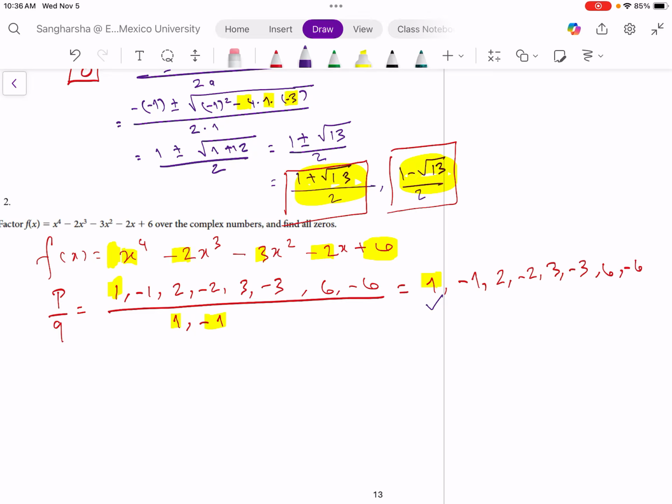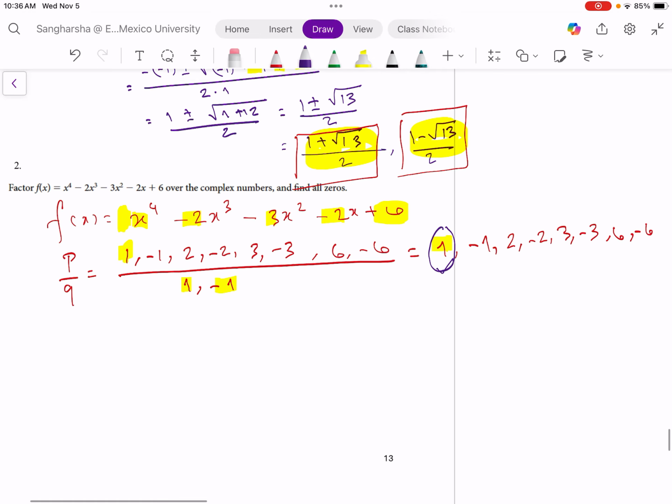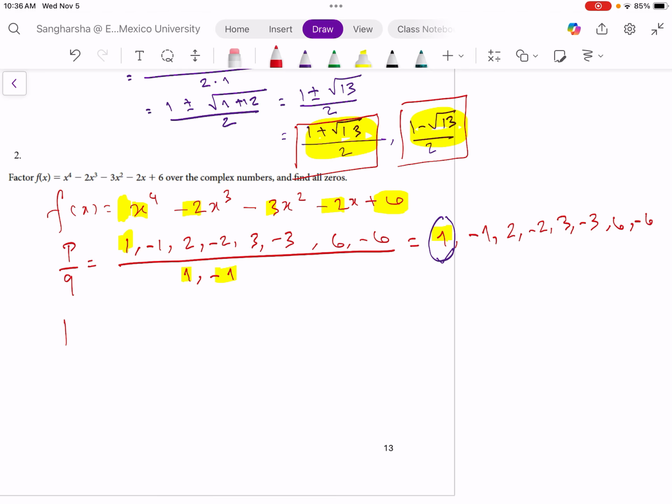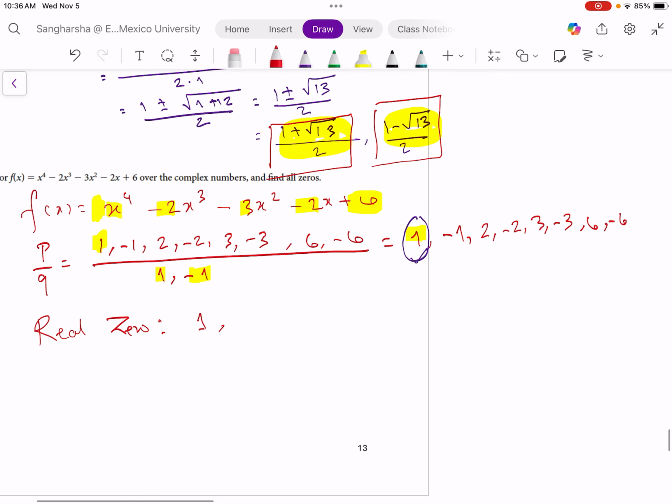So we have 1 as a real zero. Okay, so we know the real zero is 1. Now you can check for -1, +2, -2. They might be real zeros. Okay, just use your calculator, and whichever gives the output equal to 0 is the real zero.